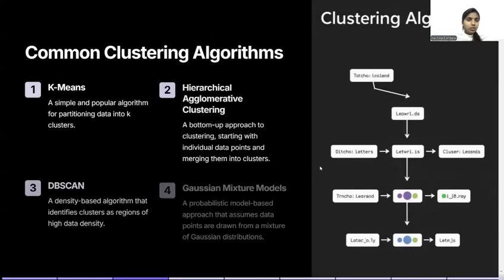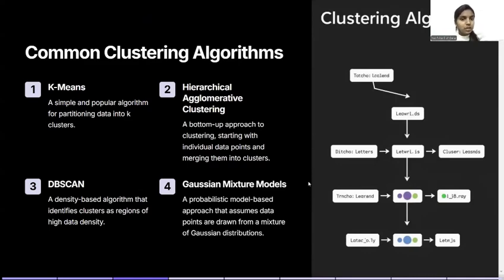Next are common clustering algorithms. It includes k-means, hierarchical agglomerative clustering, DBSCAN, and Gaussian mixture models. So first, let's understand k-means, a simple and popular algorithm for partitioning data into k clusters. K-means basically divides data into k clusters based on centroids. It is an iterative process: assign, update centroids.